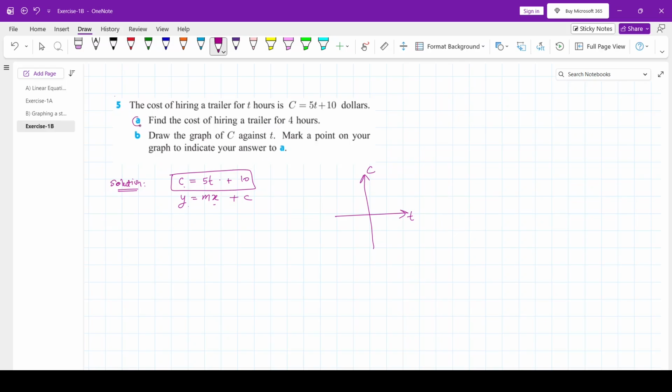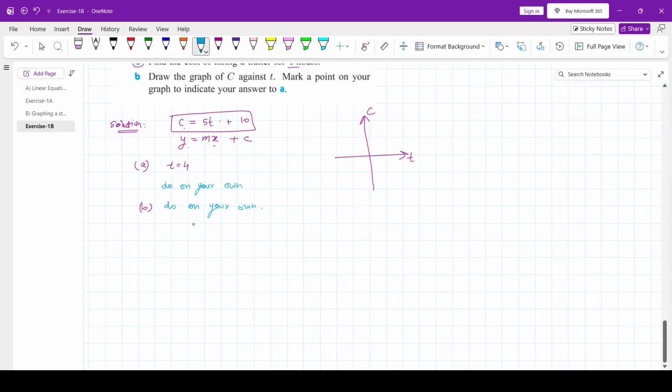Now, this question you can do on your own. You just have to put T is equal to 4, part A, T is equal to 4, and solve the question for C. The value of C will be your answer. Part B says draw the graph of C against T. Now, this question as well is a very easy question. Let's move on to the next question.